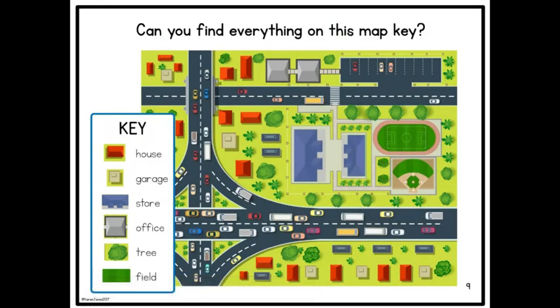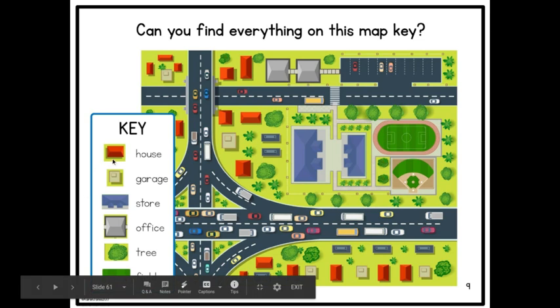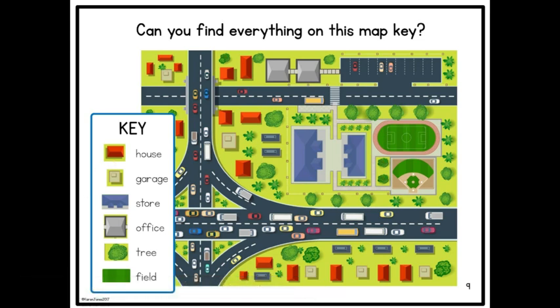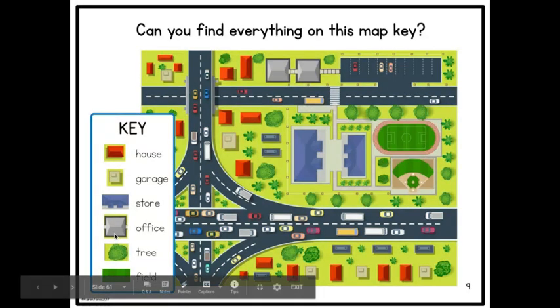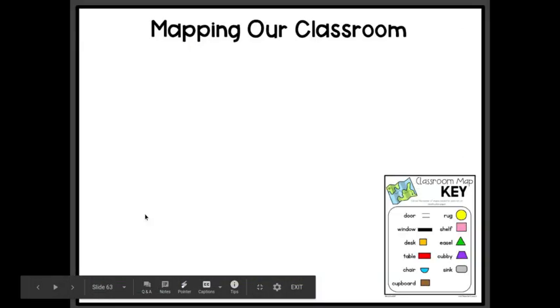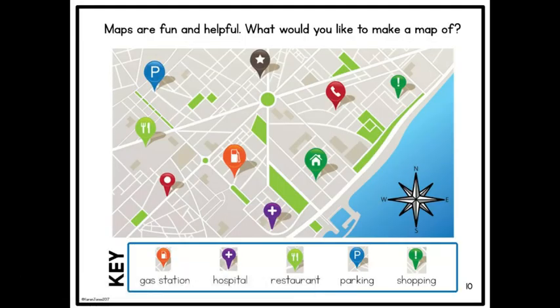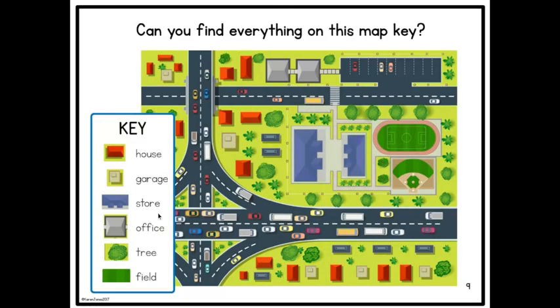Can you find everything on this map key? So go ahead and find a house. Point to it. A garage. A store. An office. A tree. And the last one, can't really see it. My thing's in the way. Oop. Let's go back. Sorry. A field. Go ahead and find that.